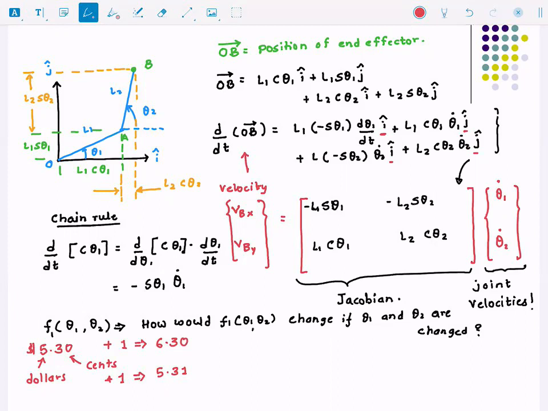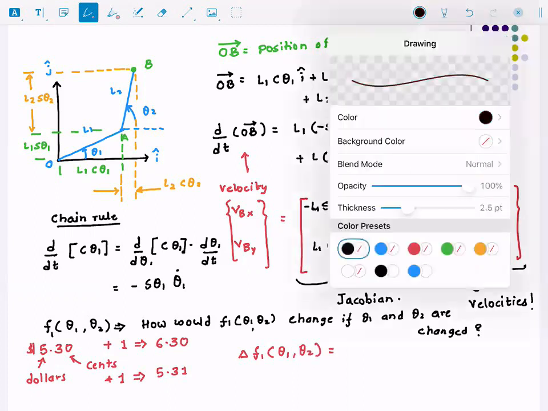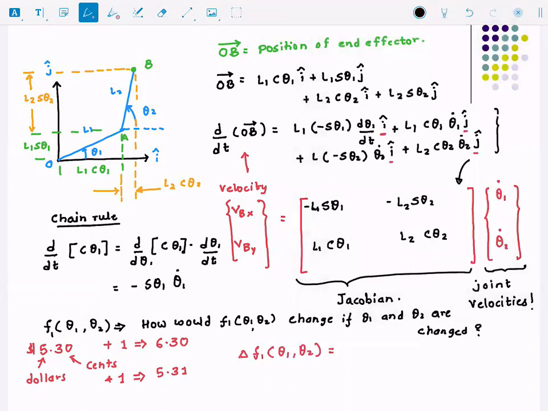And I'm interested in finding out how much this total function changes with respect to change in theta 1 and change in theta 2. So the idea is very simple. If I want to find out the total change in theta 1 and theta 2, and that change I'm denoting as capital delta F1, then I would write this down as partial of F1 with respect to theta 1 multiplied by delta theta 1 plus partial of F2 divided by delta theta 2 multiplied by delta theta 2.